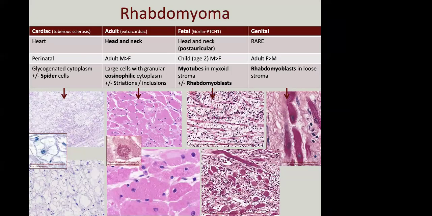All right, rhabdomyomas, i.e. skeletal muscle differentiation. We have a number of variants. There's the cardiac one that has pale cytoplasm and a spidery look. There's the adult extracardiac that has striations in the cytoplasm and eosinophilic inclusions. The fetal and the genital rhabdomyomas have more elongated or strap-like cells, also with possible striations. We're dealing with either the genital area or the post-auricular area, generally in the fetal type. But these are all quite rare.